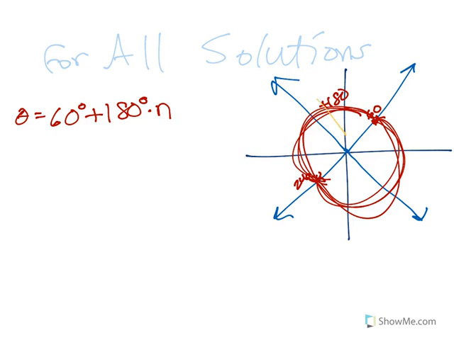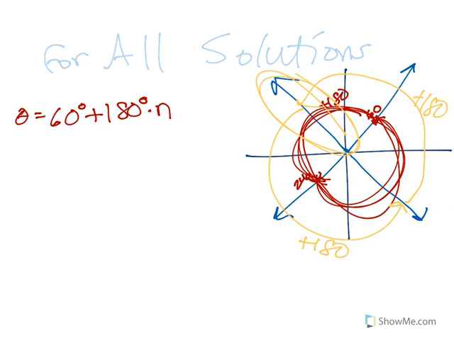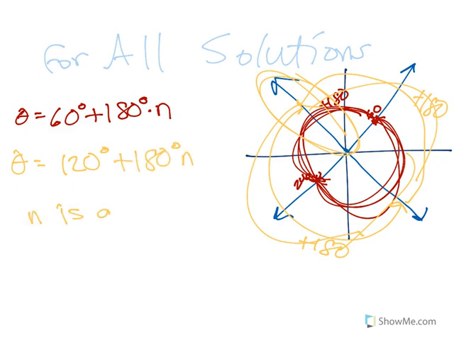Now, the other one is if I start at 120 and I add 180, I get to my 300. And then if I add 180, I get back over to where I was. And again, every time I add 180, I'm at one of my solutions. So then I could also say I'm going to take 120 degrees and add 180 n. And again, n is any integer.